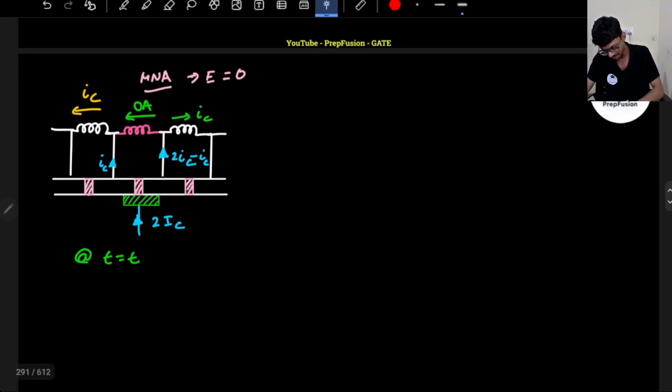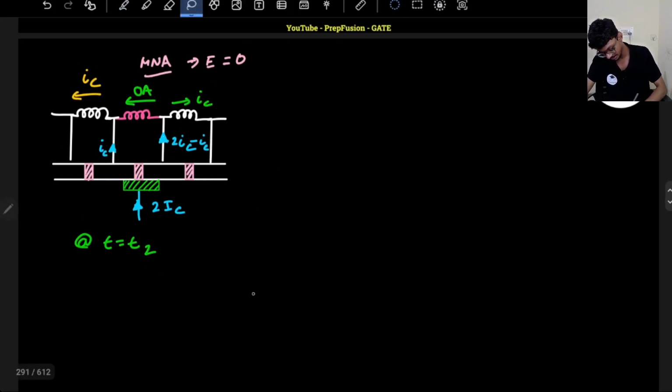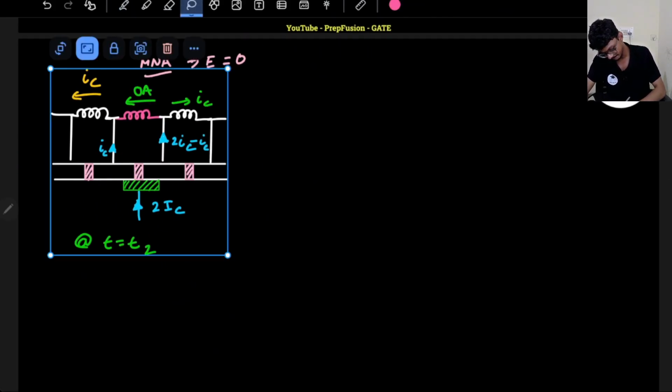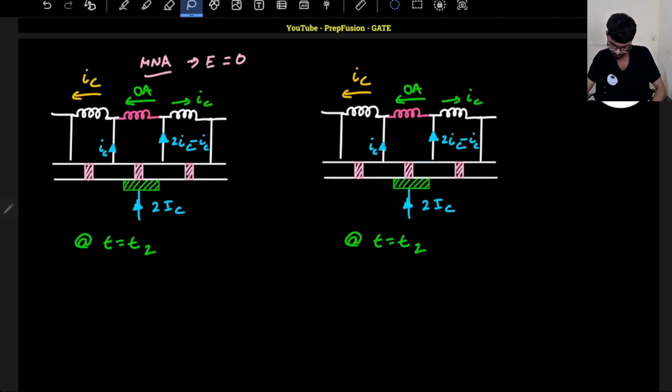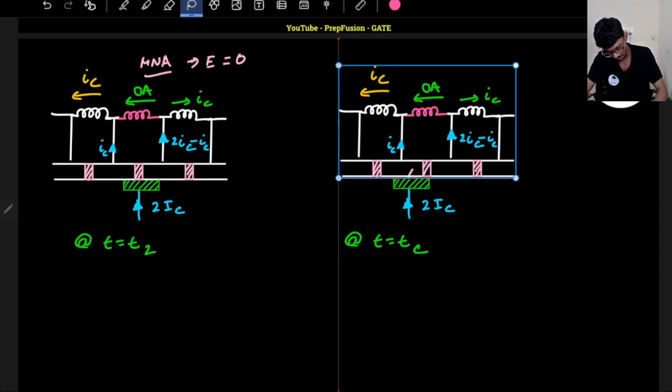So let's say this is at t equals t2, and ultimately when it reaches the right hand side, let's assume at t equals tc, commutation has totally finished. It has moved up here.